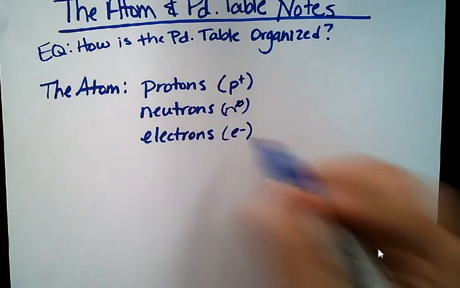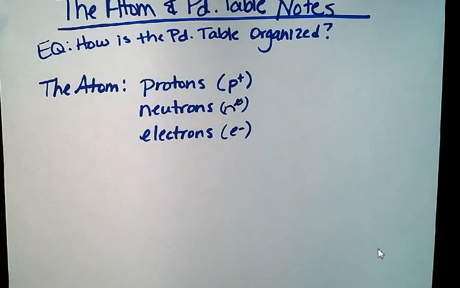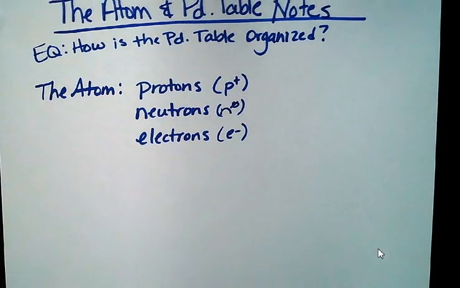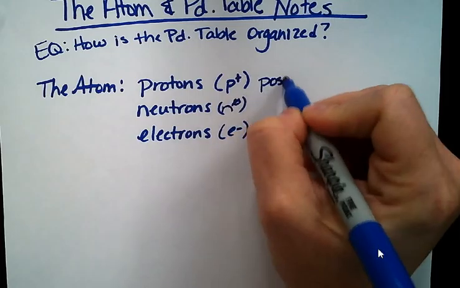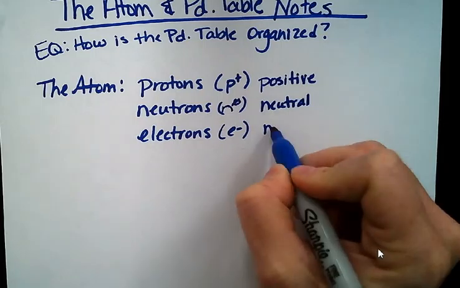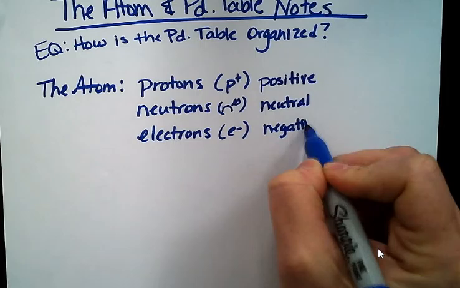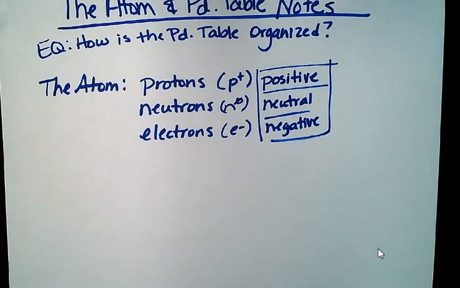Now, why would I choose the plus, the null set, and the minus sign? Because the protons are positively charged, the neutrons are neutral, and the electrons are negative. Exactly. Again, if you know that, you don't have to write that. You can put the plus sign, the minus sign, the neutral charge, or no charge.